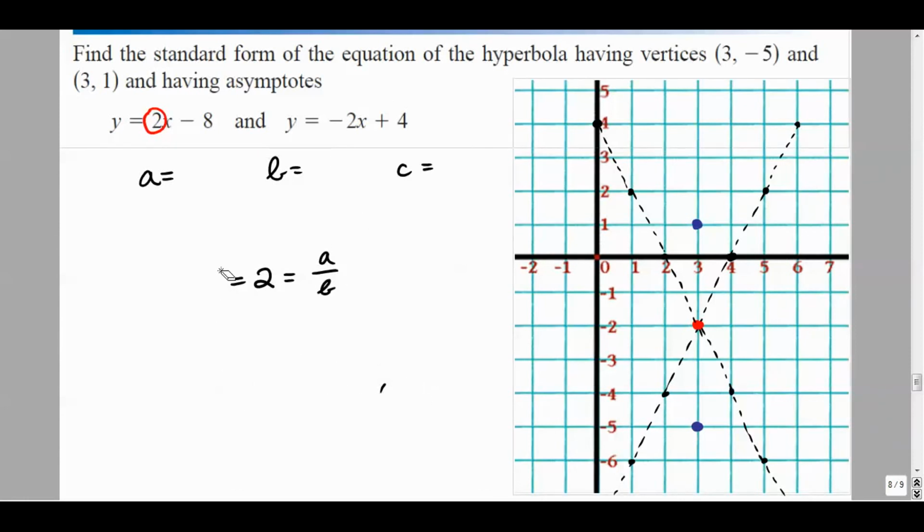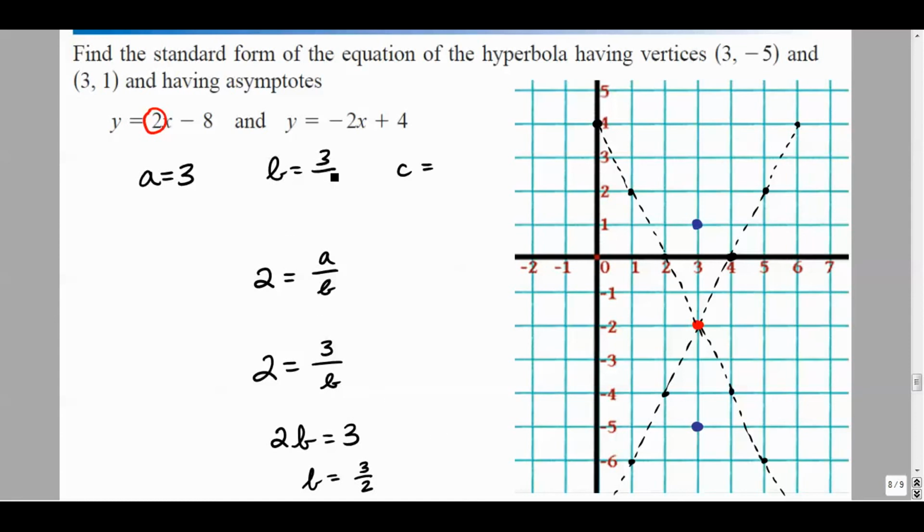So 2 has to be a over b. So if 2 equals a over b, and we already know a is 3, a is the distance from the center to the vertex. So you just match these numbers up, and you see that if 3 over b is equal to 2, then 2b must equal 3, so b must be 1.5, or 3 over 2. So that's how we get that value. And you can do the same thing over here. You'll actually get a negative 3 over 2, but it's the same deal.